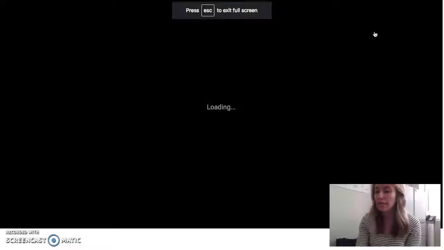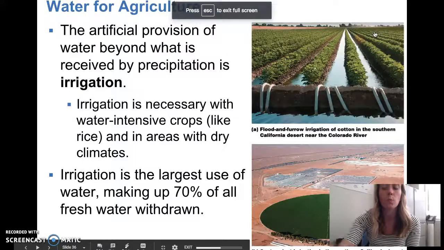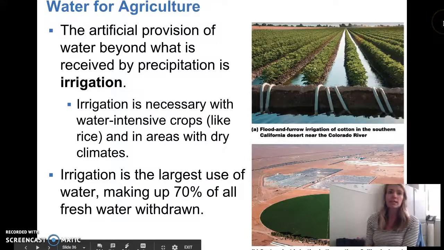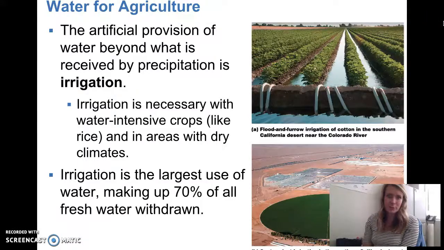Okay, so lesson 9.3 is all about irrigation, the water required for agriculture. It's very short, only 3 slides here.